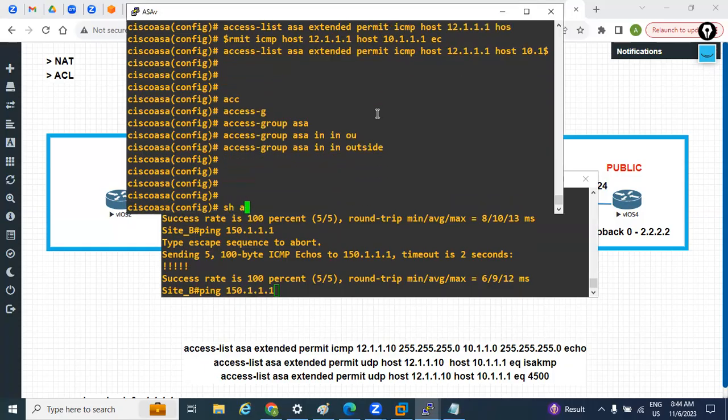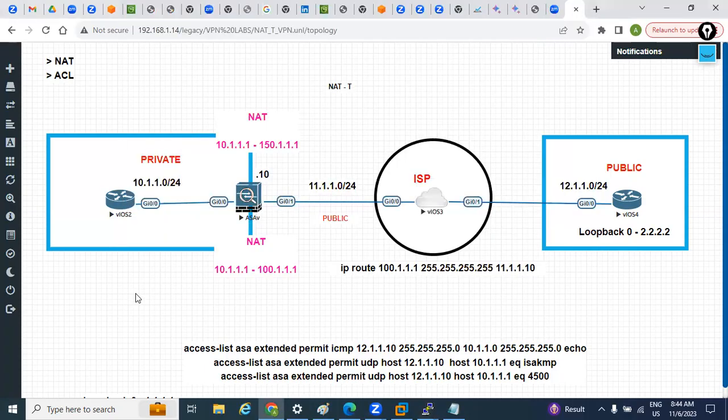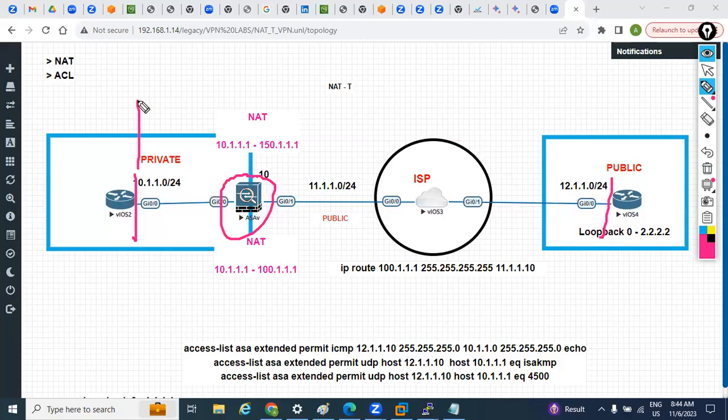Okay, so show access list, this is fine. Hit counts are getting increased by 5. Okay, guys, so right now I have reachability. We just made reachability between this device and this device with the help of NATing and ACLs and all.